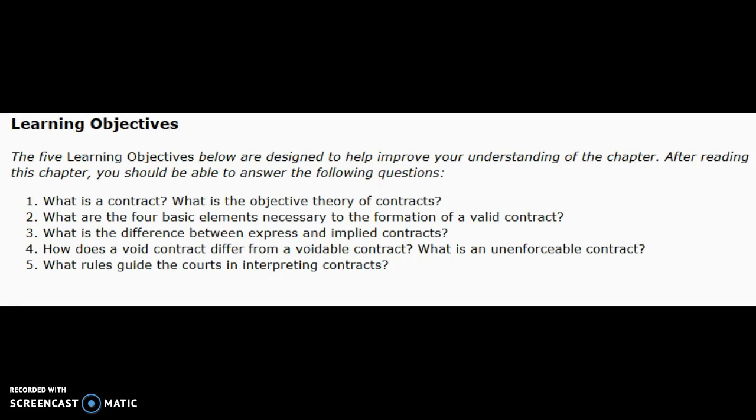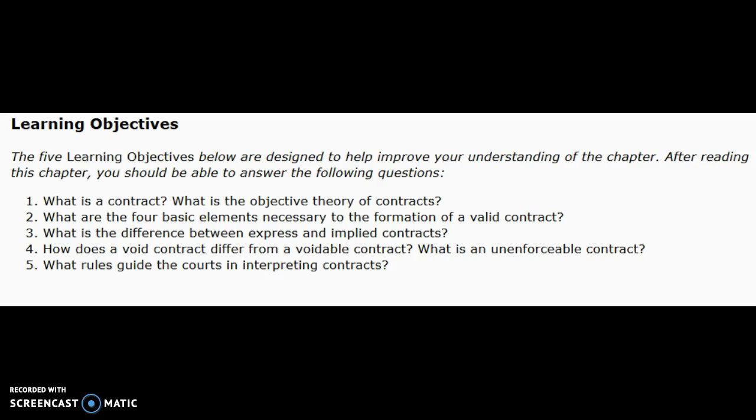The first objective asks for you to define a contract and then explain the objective theory of contracts. A contract actually is an agreement between parties that is enforceable in court. For example, a promise to accept a date for the evening and then backing out would not be enforceable in court because there was no legal intent. There has to be something else that would actually bind the parties.